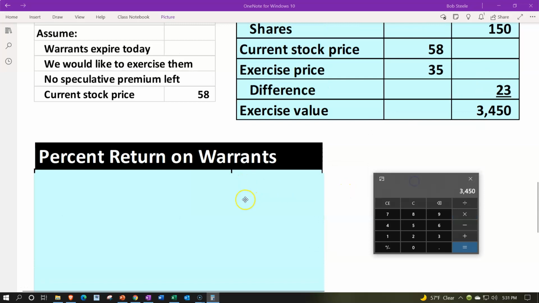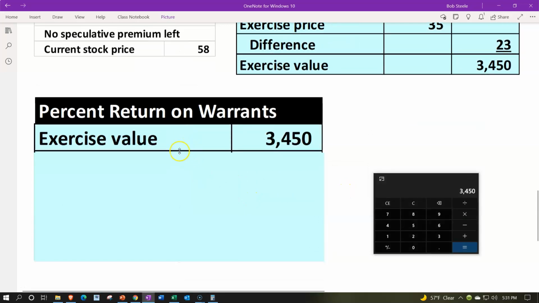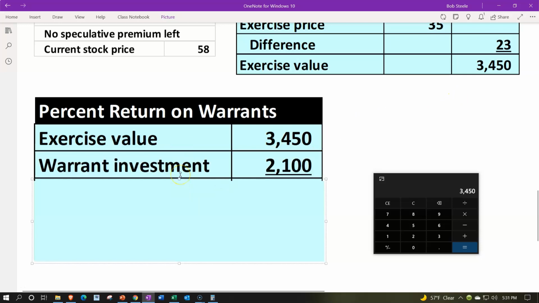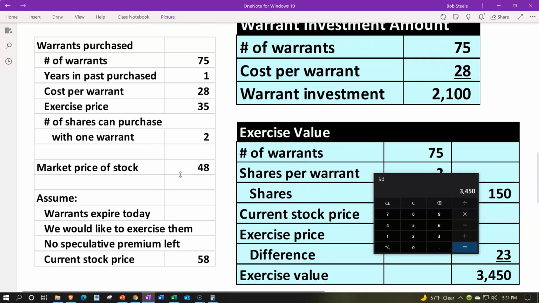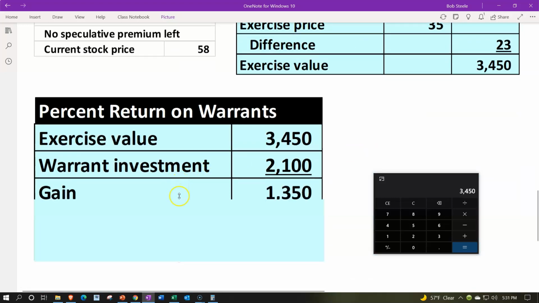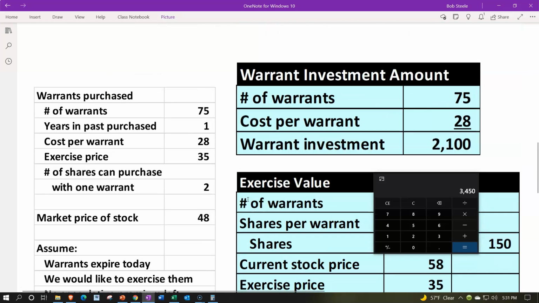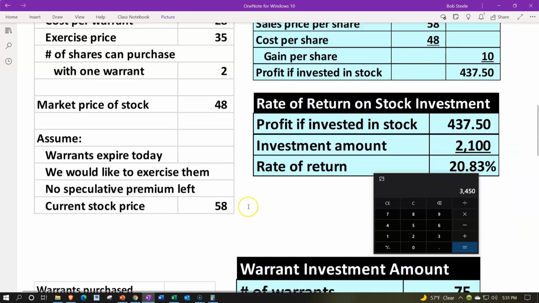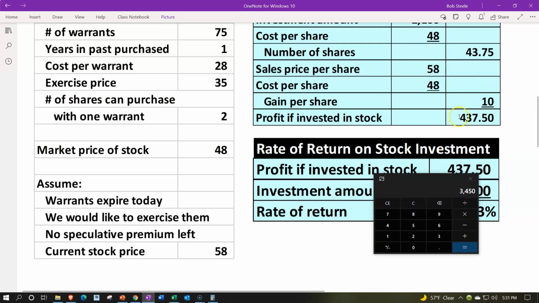Now let's consider the gain. So if we consider the gain, we have the exercise value, the benefit, and then we have the cost. The cost was that $2,100, the $2,100 we spent to get the warrants. The difference between the two, $1,350. Now note, just in terms of a dollar gain, if I compare that $1,350 to the dollar gain if we had invested in the stocks, you can see it's significantly larger than the stocks, and that's because of that leveraging kind of effect with regards to the warrant.